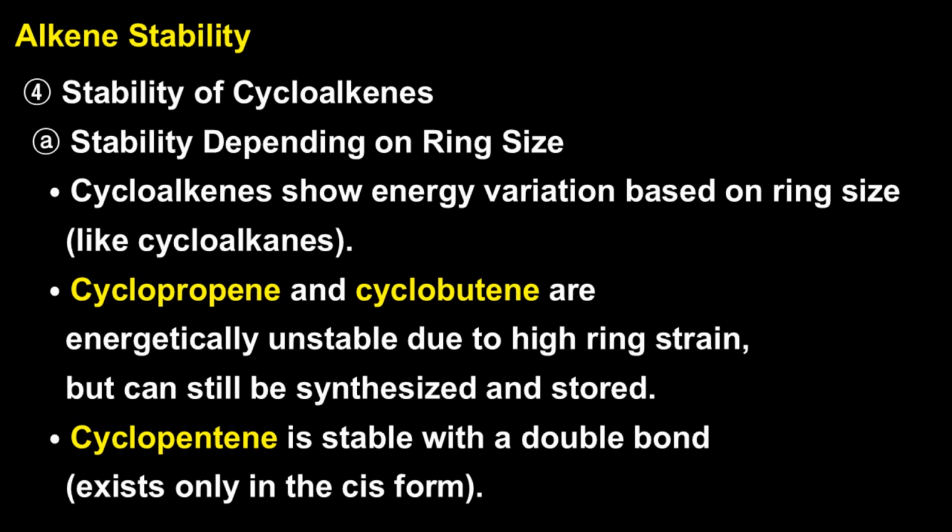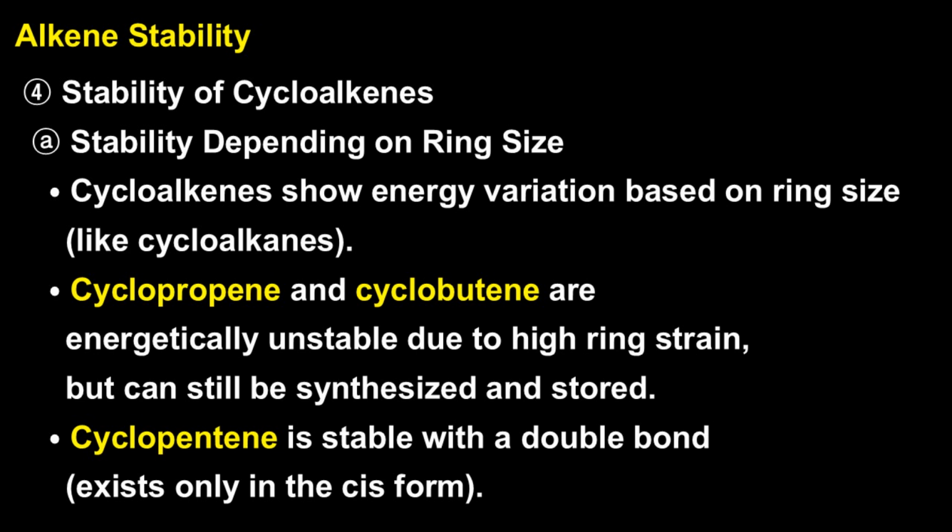So now let's talk about cycloalkenes. These are alkenes where the double bond is part of a ring. Just like cycloalkanes, their stability depends a lot on ring size, mostly because of ring strain, including angle strain, torsional strain, and steric hindrance. Let's start small.